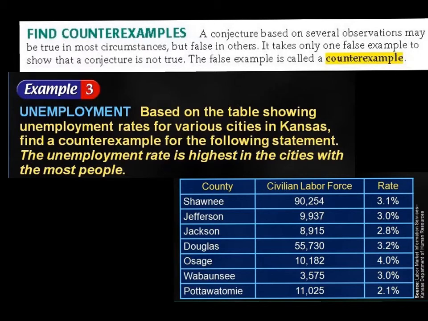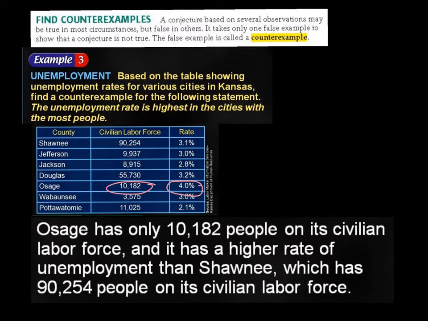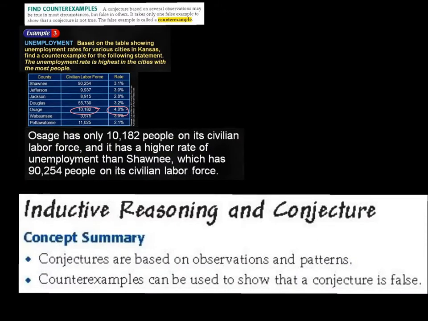Based on the table showing unemployment rates for various cities in Kansas, find a counterexample for the following statement: the unemployment rate is highest in cities with the most people. Well, if I look at the highest unemployment rate, it is not in the city with the most people. Osage has only 10,182 people in its civilian labor force, but it has a higher rate of unemployment than Shawnee, which has 90,254 people in its civilian labor force.